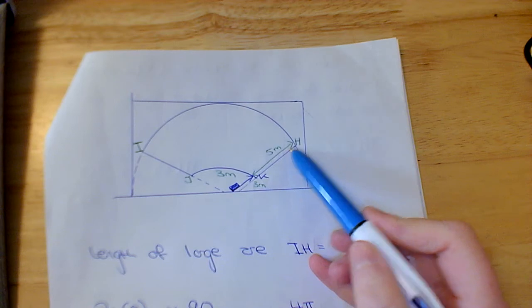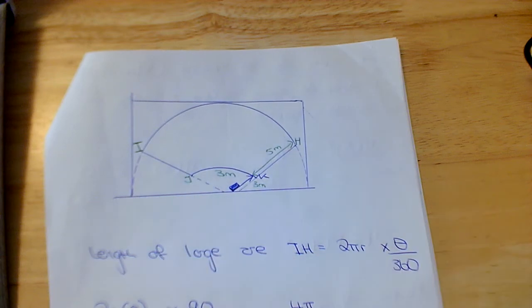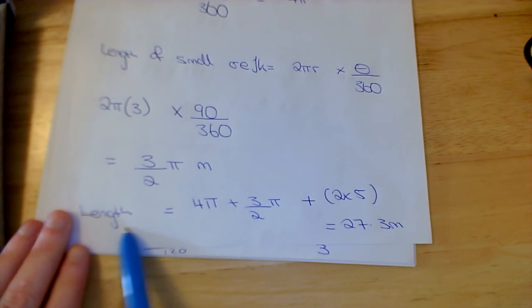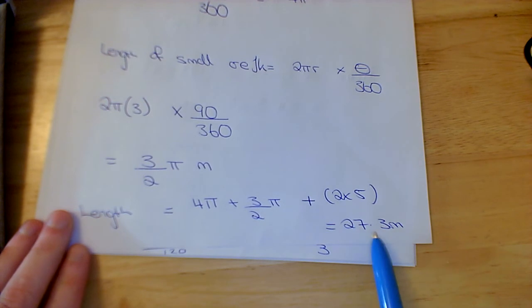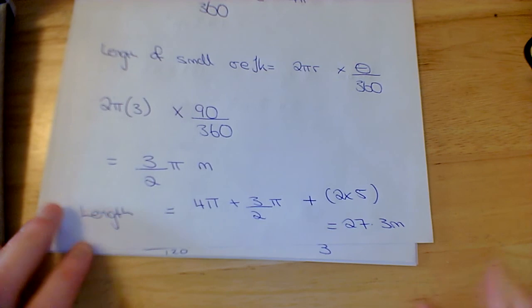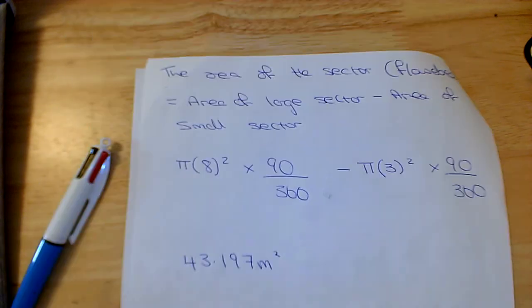So from here to here is 5. That means from here to here is also going to be 5, so it's going to be 2 multiplied by 5. So then my total length of that sector of that flower bed is going to be 27.3 meters.